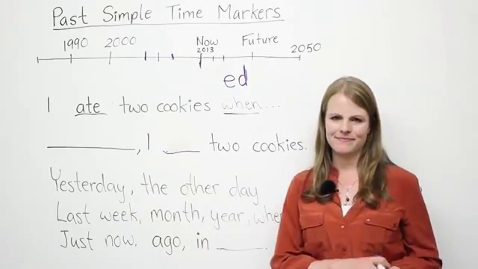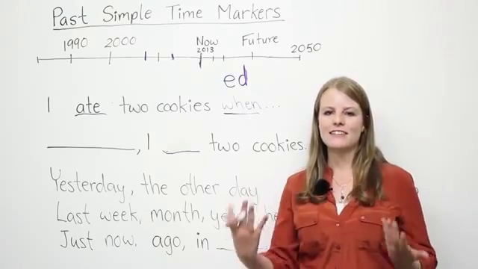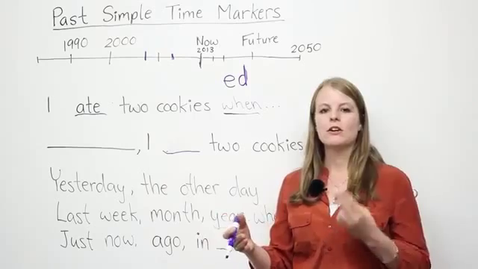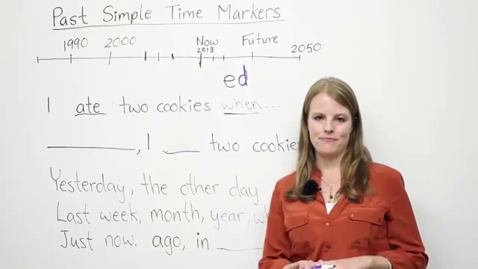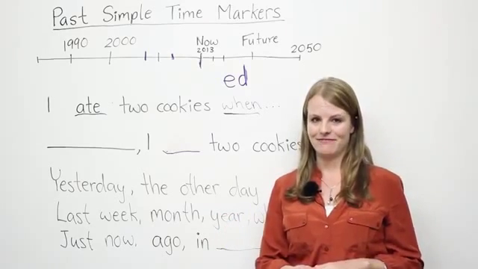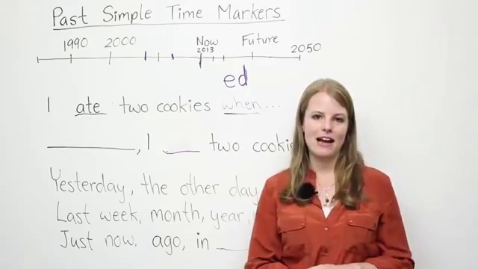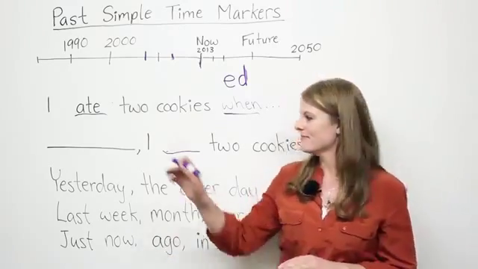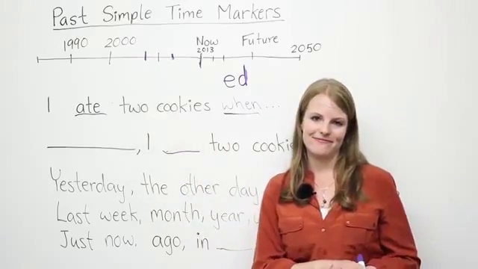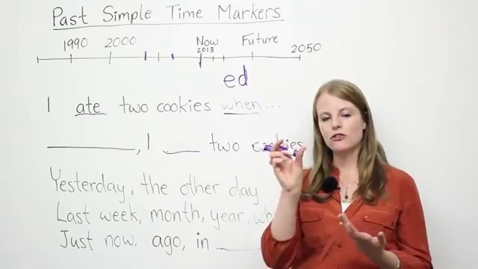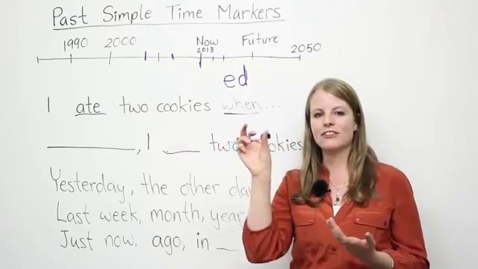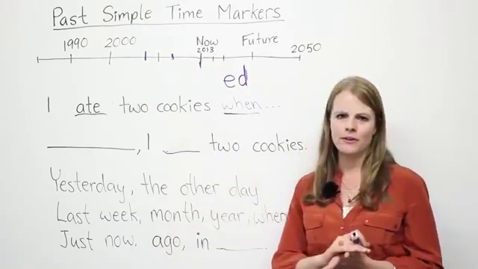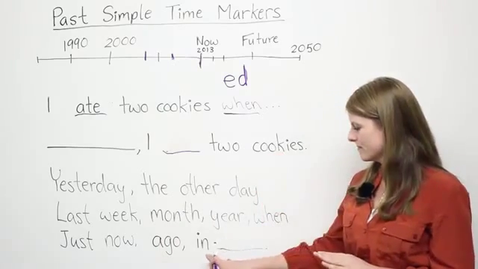Ago. This is when you're talking about a certain amount of time. 2 years ago, I went to Thailand. 5 years ago, I went to France. 2 days ago, I ate 2 cookies. Okay? So there's usually a number and either years, days, weeks, ago. As soon as you see ago, past.